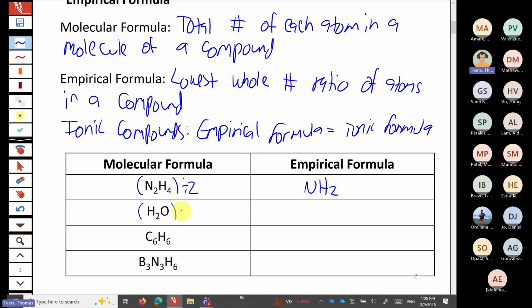And so in this case, there's nothing you can do to those. 2-to-1 is the smallest ratio you can get to. So for water, H2O, the empirical formula and the molecular formula are the same. So that's certainly not impossible.